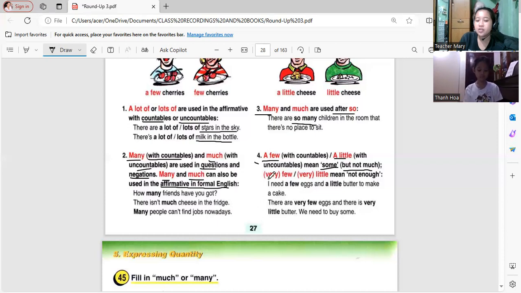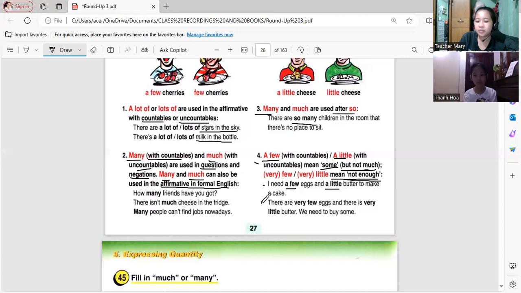Okay, so very few or very little mean not enough. For a few and a little, it is but not much. For very few or very little, it means it is not enough. So for example, I need a few eggs and a little butter to make a cake. So it is not that much, only little.